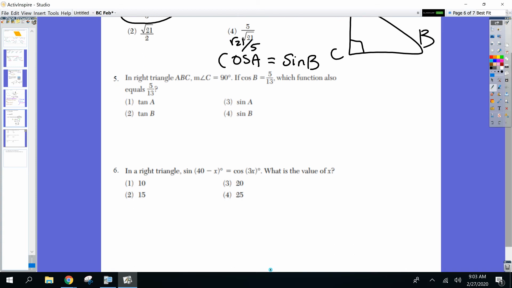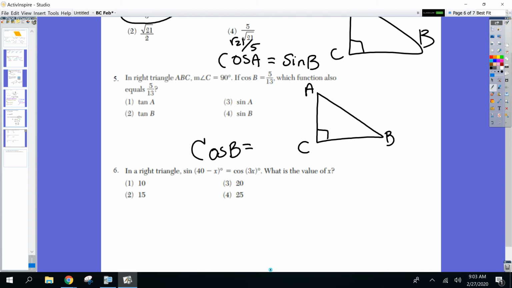Here we go, number 5. Another right triangle where C is the right angle. Okay, hey guys, what do you know about A and B? Complementary, they add to 90. So that means the cosine of B has to be equal to what other function? Sine of A, yeah. Which function also equals 5/13? Got to be sine of A.